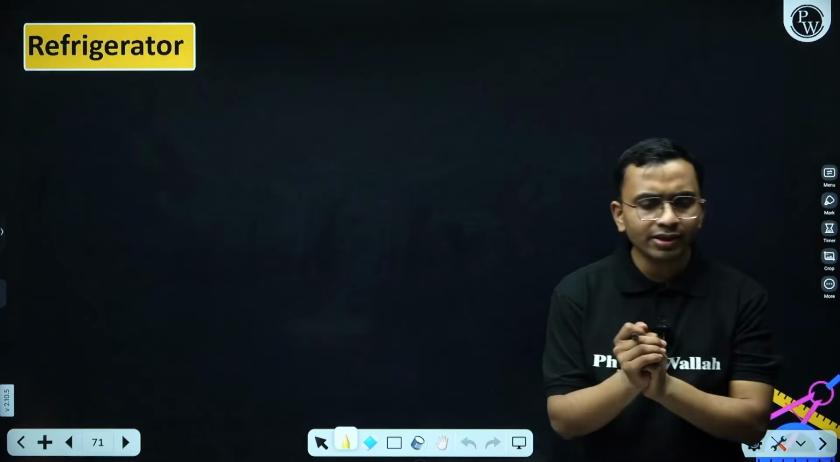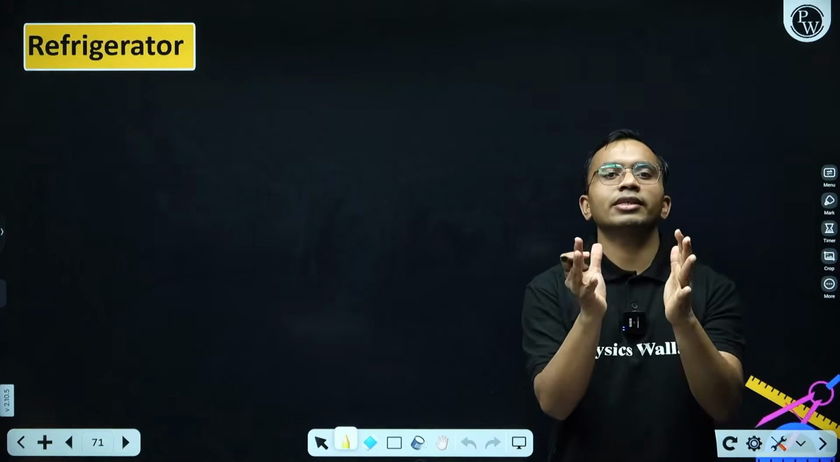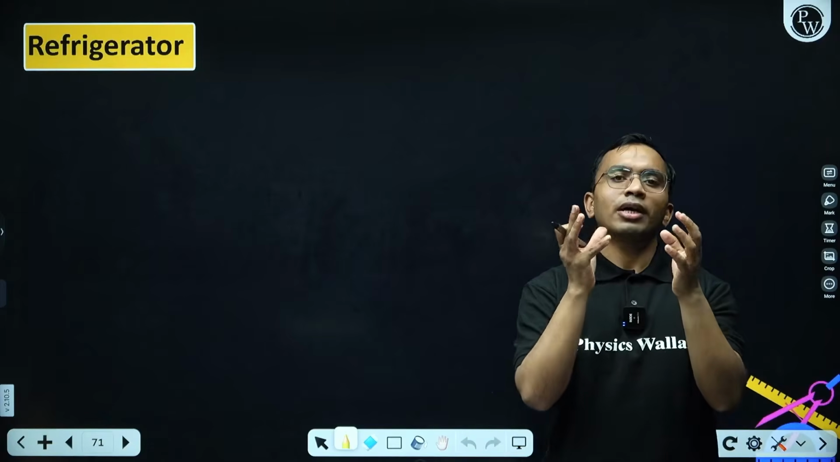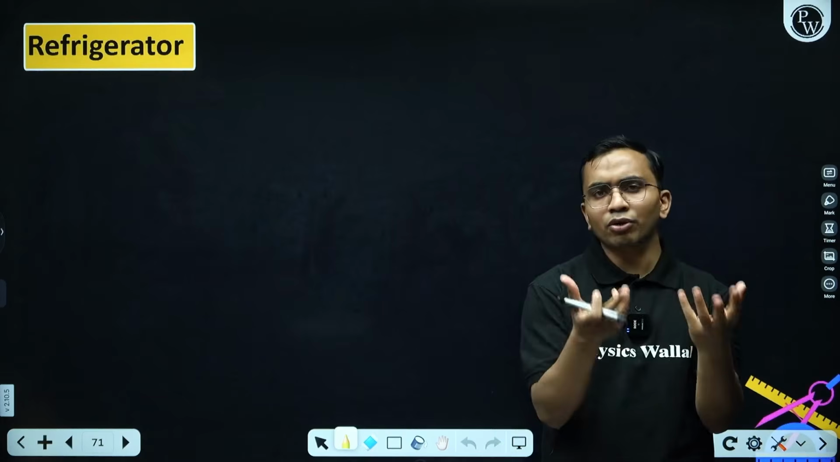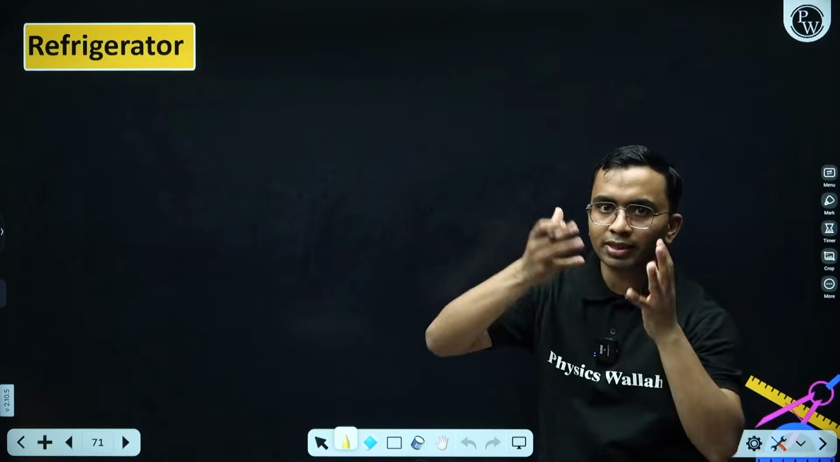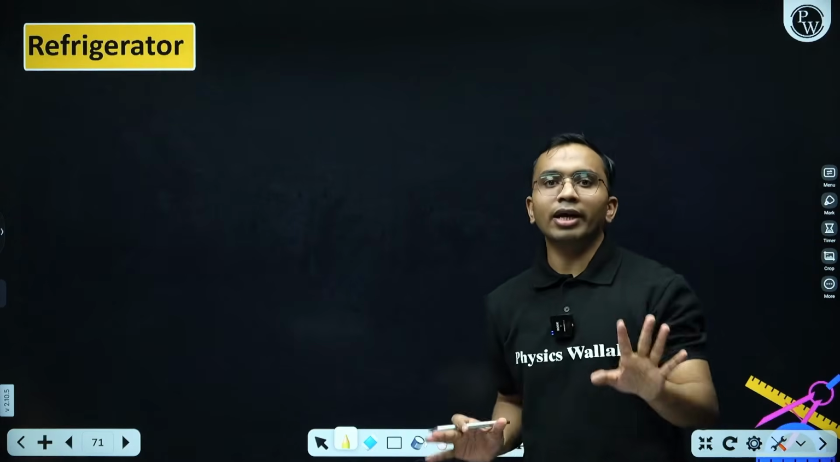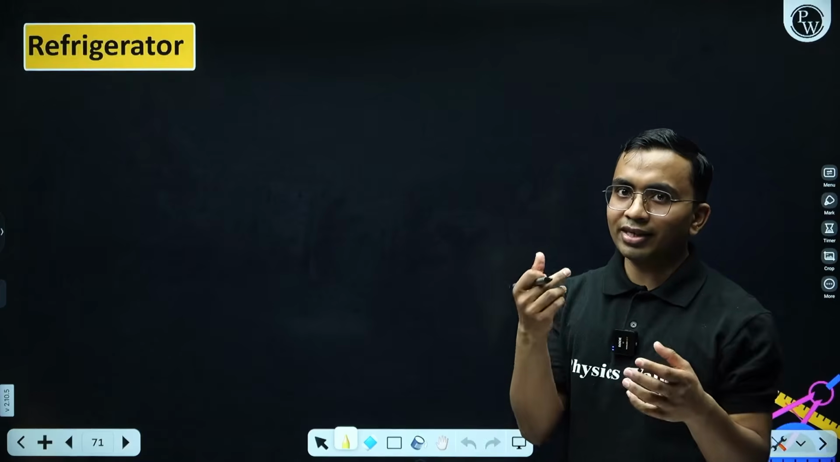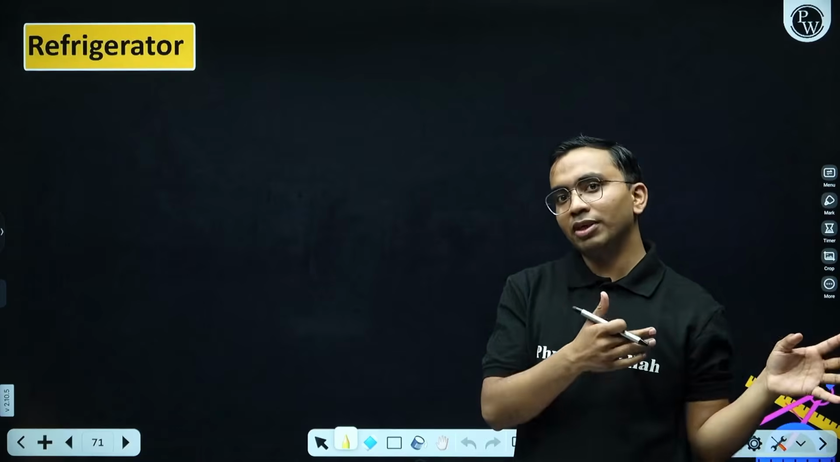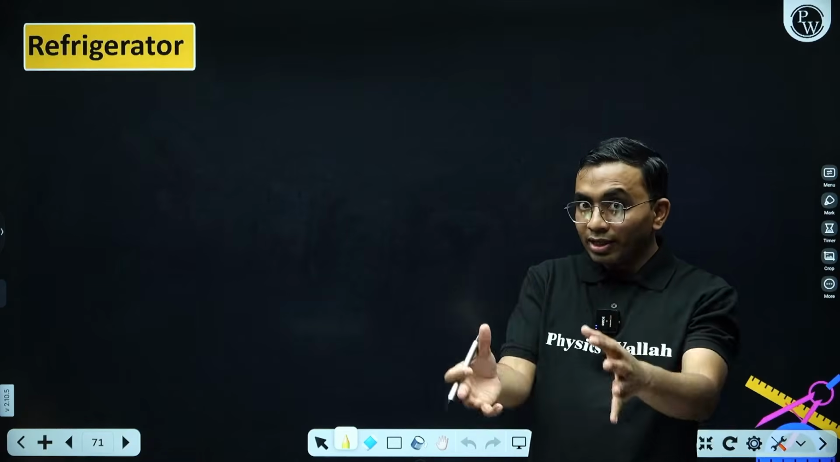So what is the refrigerator doing? Refrigerator is taking heat from the sink. Basically, sink means at lower temperature. It's taking heat from lower temperature and giving heat to the higher temperature. This is what it does. Like the things which are inside the refrigerator, they are at lower temperature with respect to the surrounding. So from there you have to extract heat.